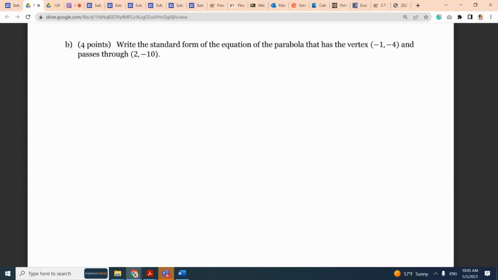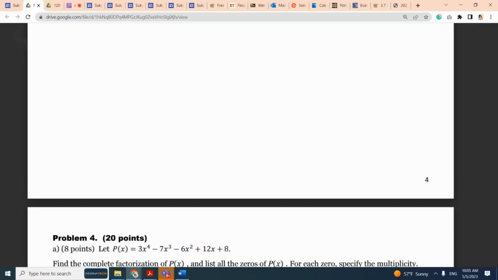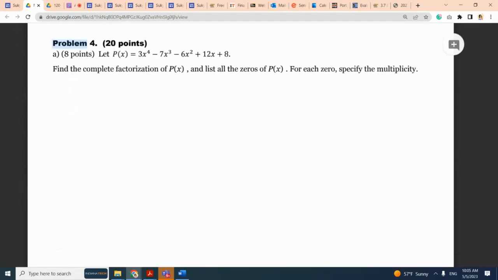Okay? And then here, write the standard form of the parabola, having a vertex and passing through a point. Exam 2. Okay. And here, rational expression. This is the rational root theorem to find a root and then use either long division or synthetic division. This is what? Exam 2, right? Rational root theorem. Exam 2.